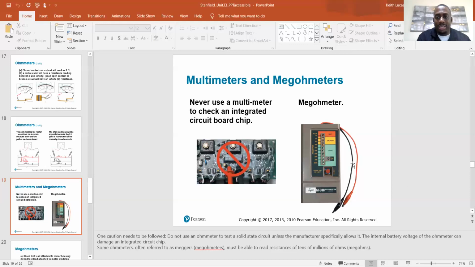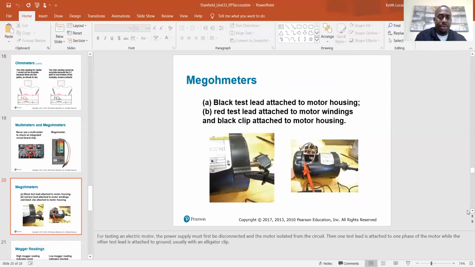So that's a megameter or a megger. It's a good tool to have, but you can always ohm out a compressor with your multimeter as well. You don't necessarily have to have a megger, but a megger reads smaller measurements.